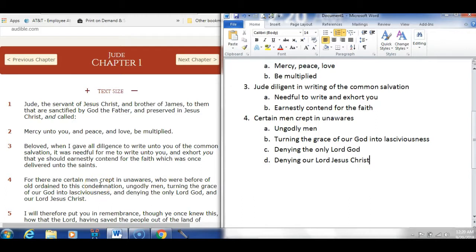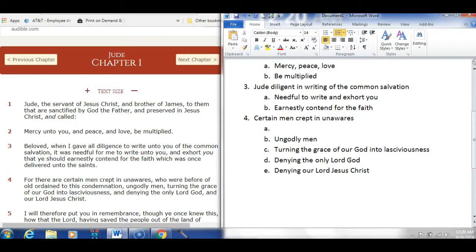Now, for there were certain men crept in unawares, who were before of old ordained to this condemnation. So that again is not a phrase that we use in our everyday language, so we would need to investigate that and see what he means by that. Who were before of old ordained to this condemnation. So let's not forget that. Let's put that in somewhere. Certain men crept in unawares. So let's follow our text. Who were before of old ordained to this condemnation.